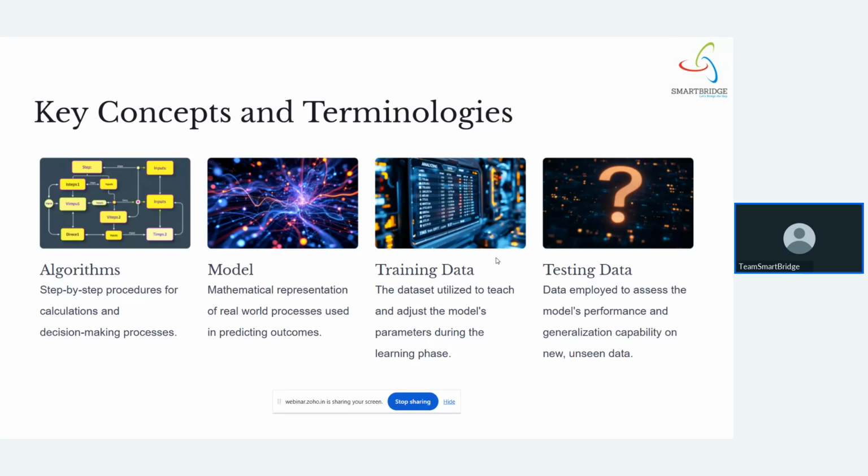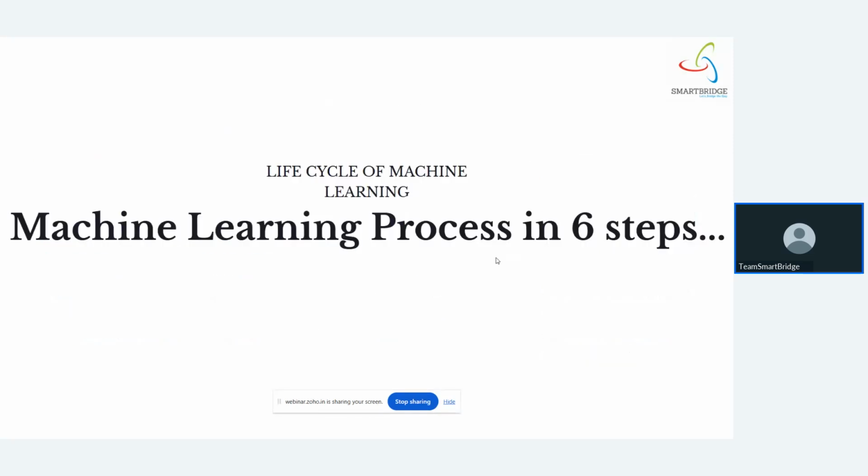And for testing, you need the same type of data set in your hand. So for that, what you need to do is divide the complete data set into training data and testing data. 80% or 70% goes to training, 20% or 30% goes to testing. So you have to remember these terminologies. Okay.